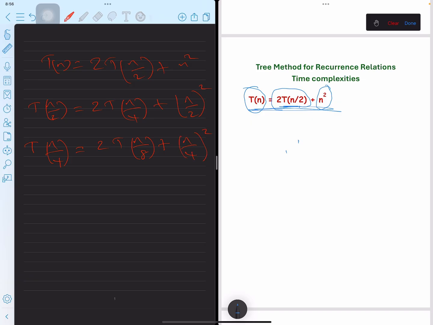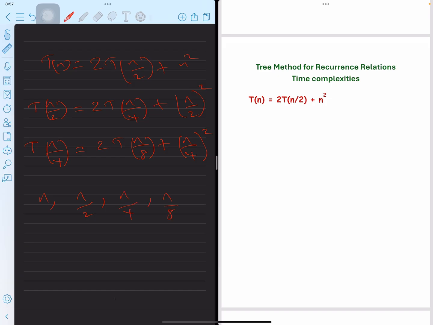Now, we want to look at a pattern of the input reduction. What's the input? The input is n, the first input. The next input is n over 2. Next input is n over 4. Next input n over 8. This reduction will continue until you get to the base case.